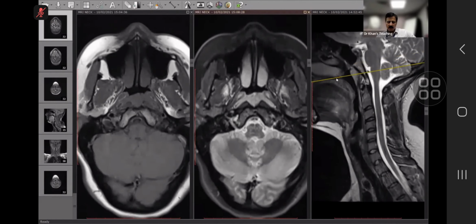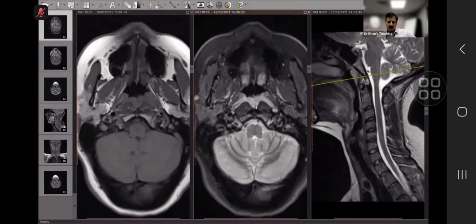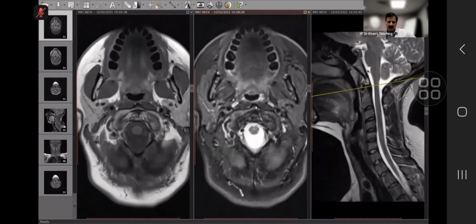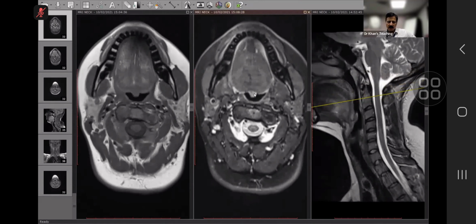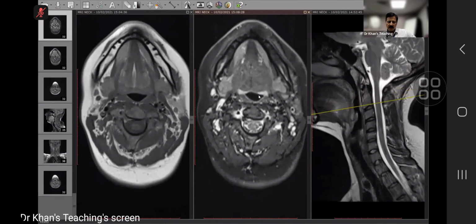Now, you see, we are going through the nasopharynx. This is the adenoids, and this is how the adenoids look. We will pass through the hard palate and then the soft palate. And so this was part of the uvula, which is still visible. And you can see this high signal.